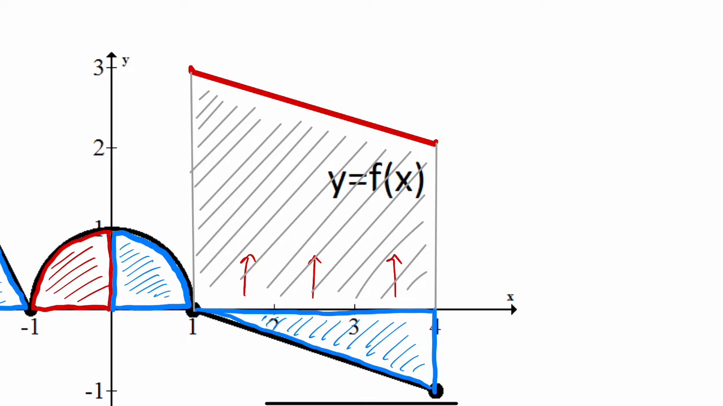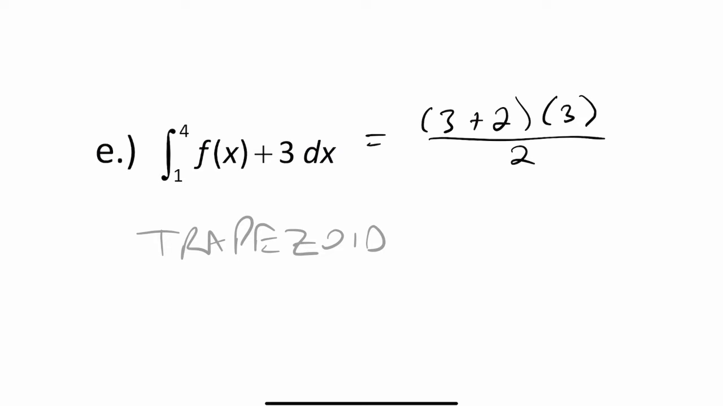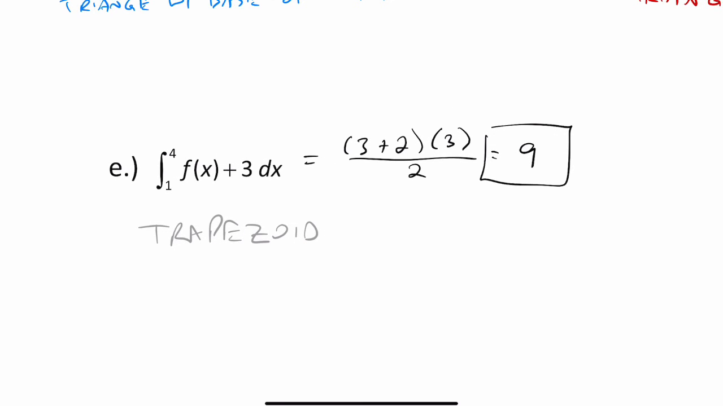The shape of this is a trapezoid, so we just need to find the area of this trapezoid. Our b1 and b2 in this case would be 3 and 2, and then our delta x, the distance between b1 and b2, is equal to 3. Therefore, this integral would be equal to 9.